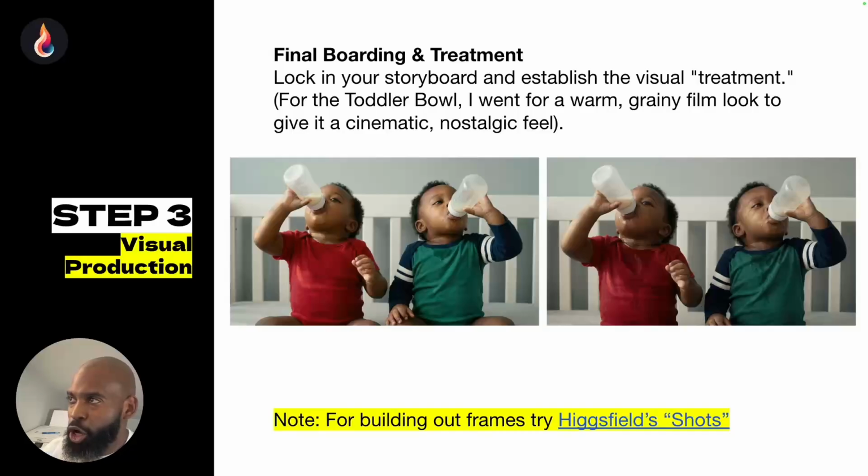So lock in your storyboards. Once you have your storyboards and the way you want this to play out, give it a treatment, right? How do you want it to look? For mine, I said I want a cinematic film look, so I added a little bit of film grain to it, and that gave it a nostalgic feel, which I really liked. You can see the before is this one on the left, and the after is on the right.